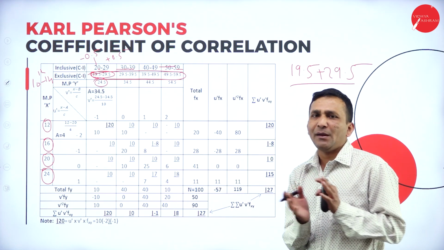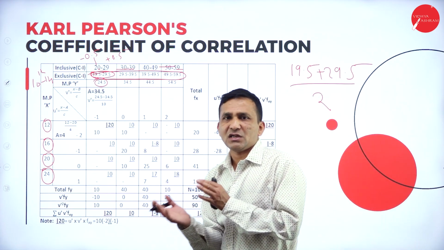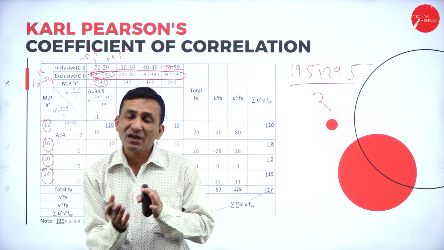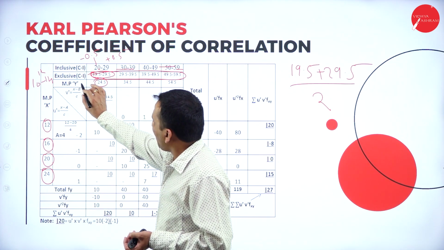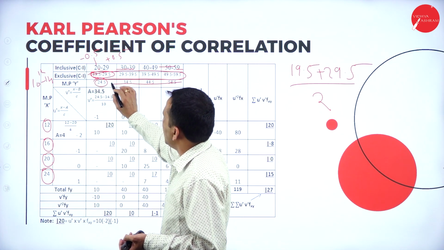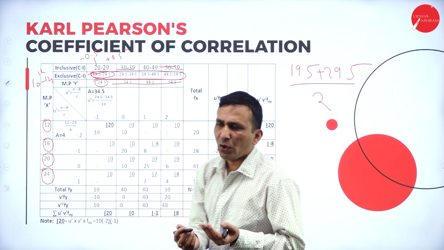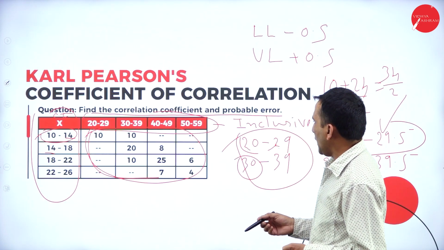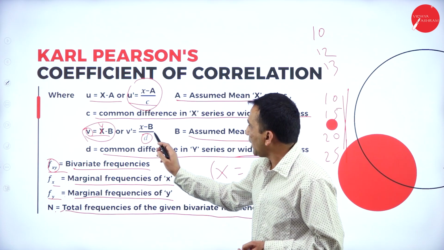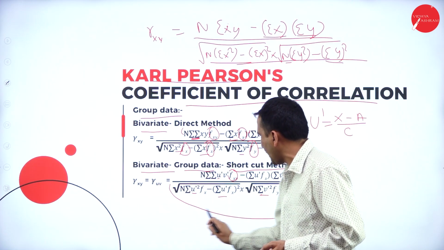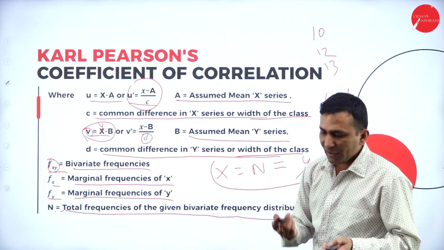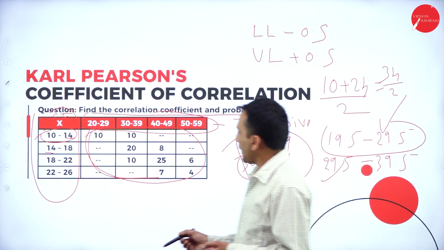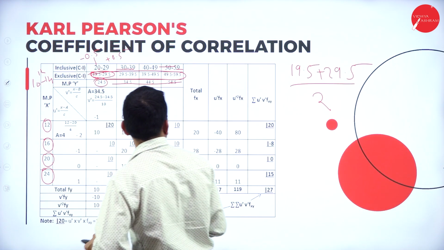Now this data looks like two-digit numbers, so at the time of multiplication it is very difficult. That's why we are using the shortcut method. After finding the midpoints for all of these, now we need to find the rest. According to the formula, I have clearly specified whatever is required, and for your understanding I am writing it one more time.